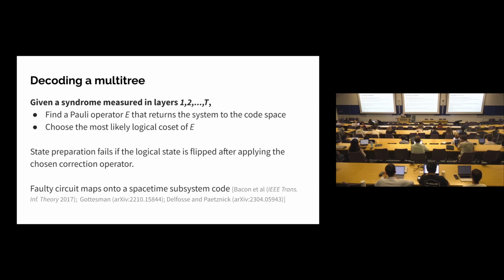And because we're only doing state preparation here, we only care if the logical state gets flipped. So for example, if we're preparing a logical 0 state, we don't care if there's a logical Z error, that has no effect. So we're really just choosing between two logical classes. And in principle, you can calculate this most likely logical class by mapping this faulty circuit onto something called a space-time code, which is a subsystem code. And there's certain cases where you can actually do this exactly.